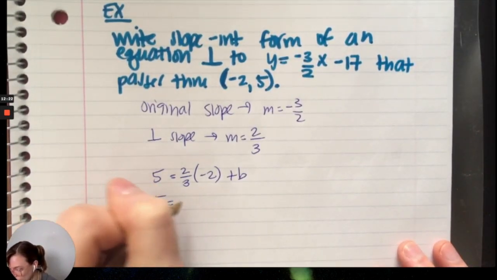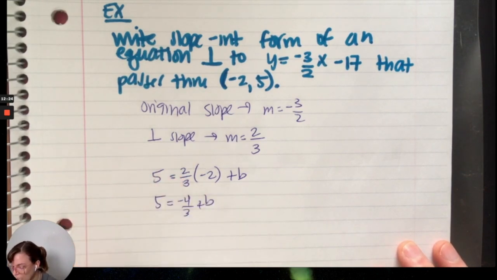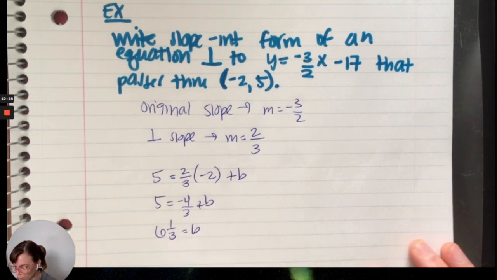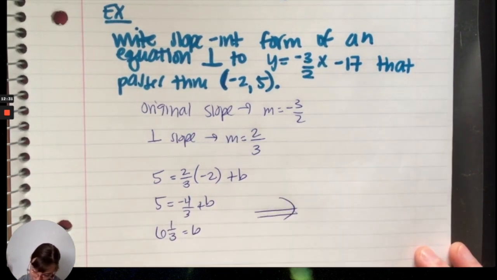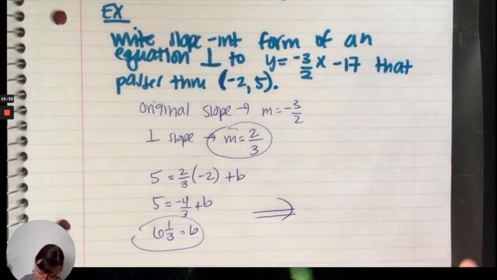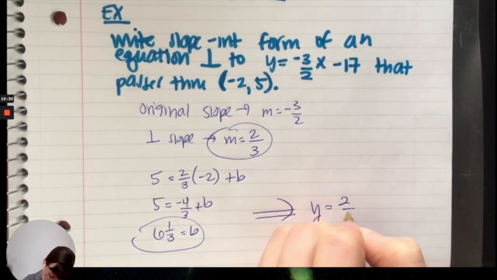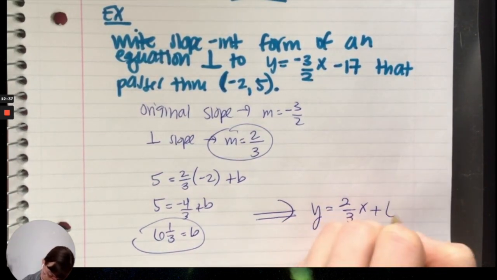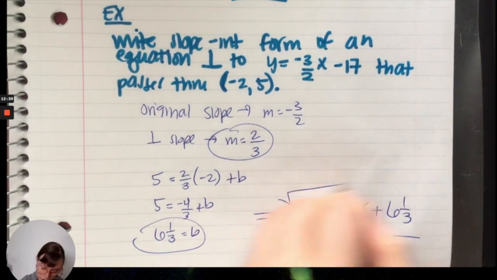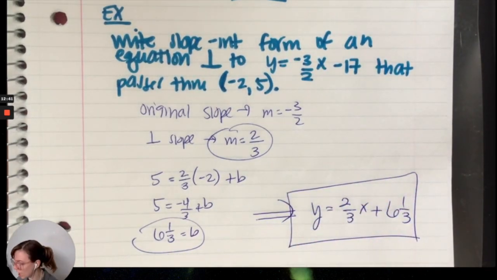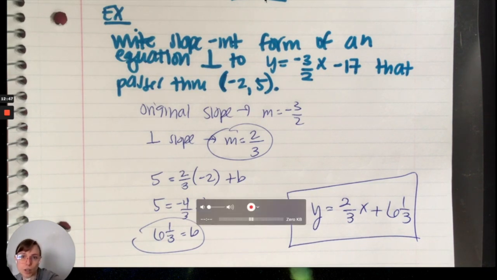This means 5 equals -4/3 plus b. Add 4/3, so that's 6 1/3 equals b. That means if I know b and I know m, I can rewrite this as y equals 2/3 x plus 6 1/3, or 19/3 if you want to be improper. Boom! Parallel, perpendicular, done in 12 minutes. Like 13, but it's okay.